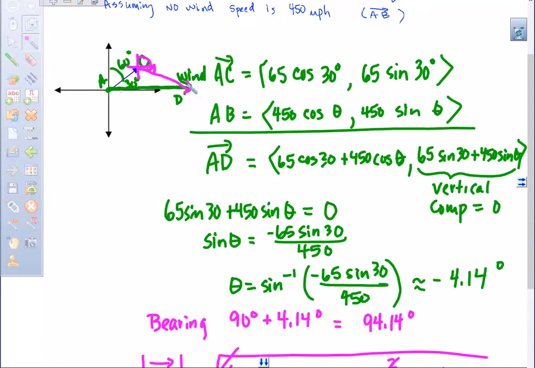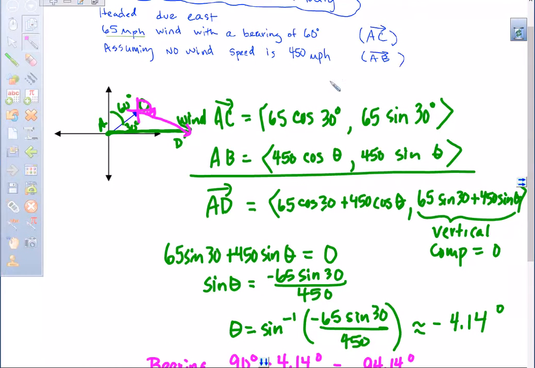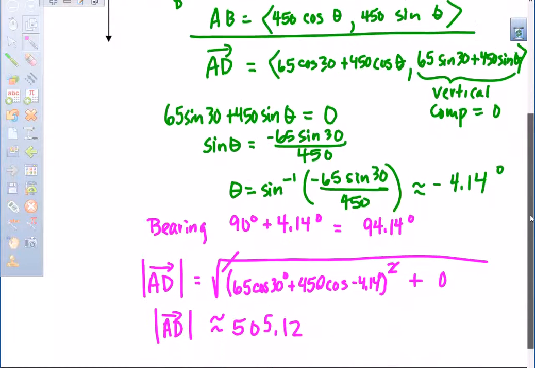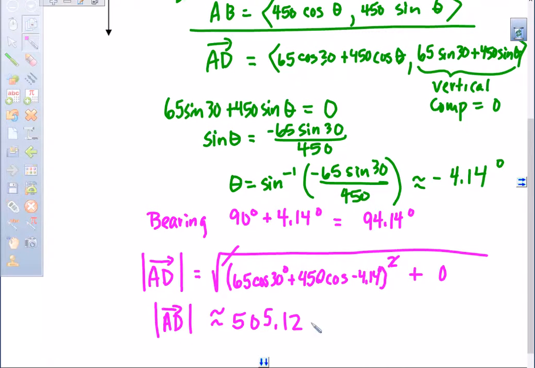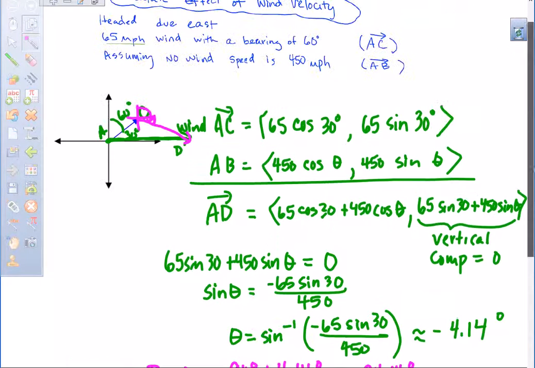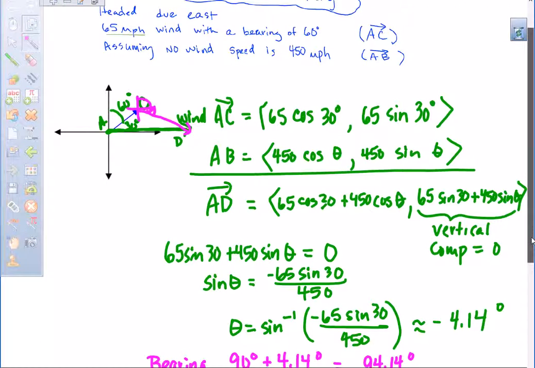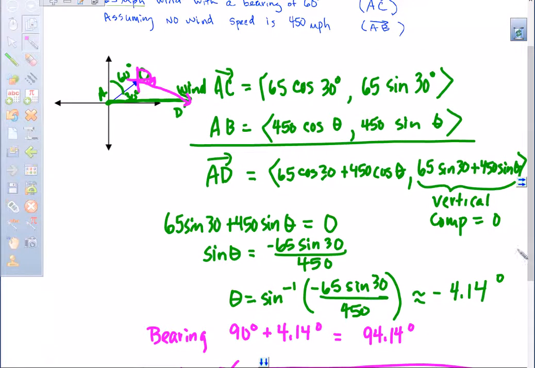Now, what does that represent? What does the magnitude of that vector represent? Well, if we go back up and look at our magnitude, it's going to represent our ground speed. So it's miles per hour, and this is our ground speed. So we have determined two things. We've determined the bearing, and we have determined the ground speed.